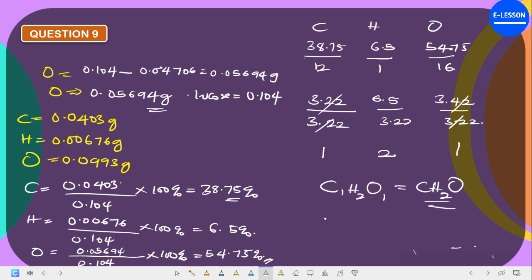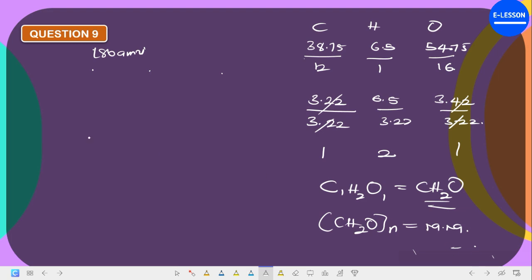Now from here we can calculate the molecular formula. What is the molecular formula? We are told that the molecular formula is the empirical formula in brackets, N, which will give you the molecular mass. The molecular mass of glucose given initially is 180 atomic mass units. So we said CH2O is the empirical formula, bracket N is equal to the molecular mass, 180. Carbon is 12, hydrogen is 1 times 2 is 2, plus oxygen is 16.